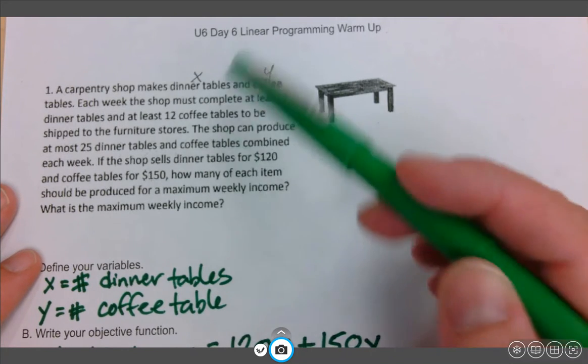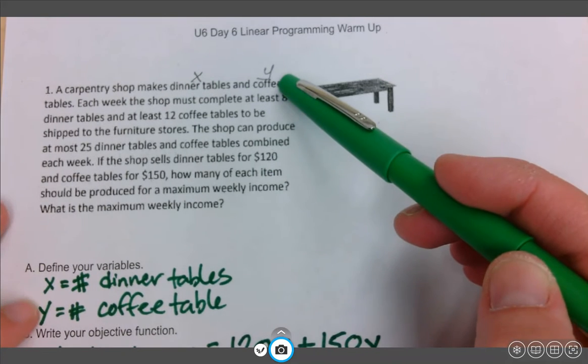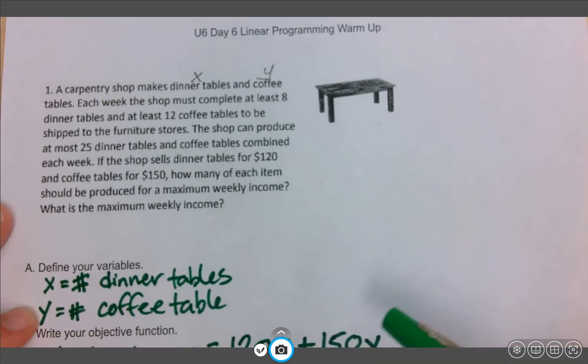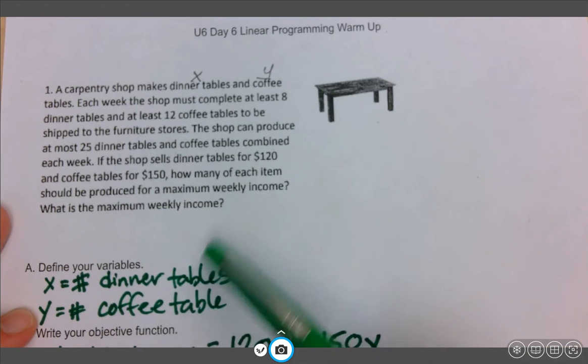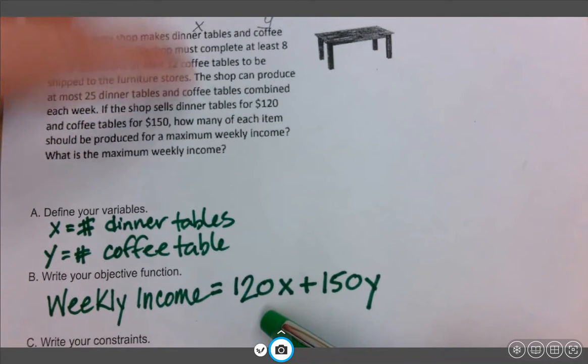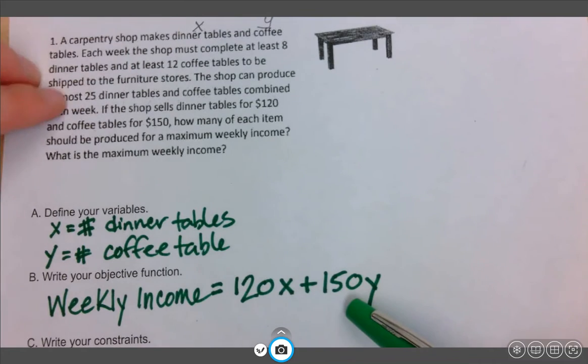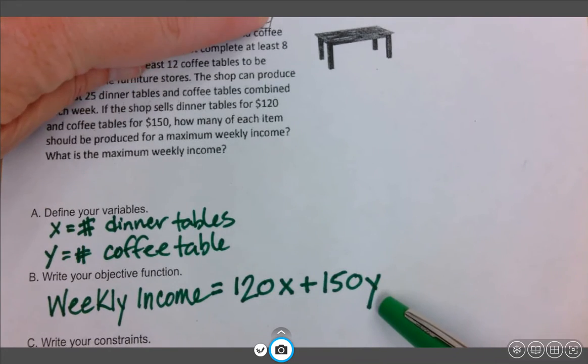So we decided to call the first thing that showed up, the dinner tables, X, and the second thing that showed up, the coffee tables, Y. And our objective was to maximize the weekly income. So we wrote a function about the weekly income. $120 is what your income is for each dinner table, and $150 for each coffee table.